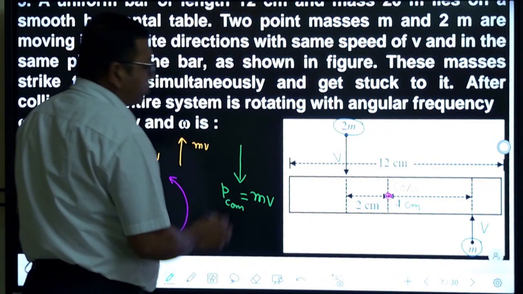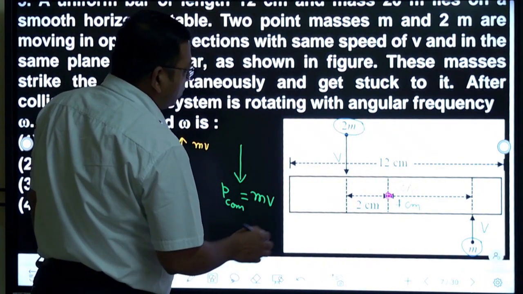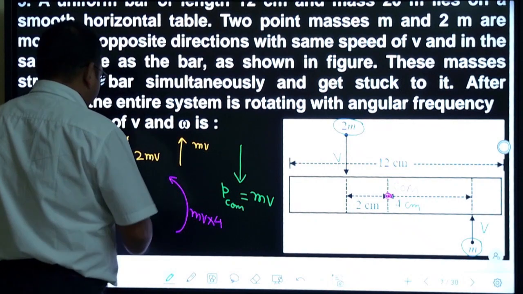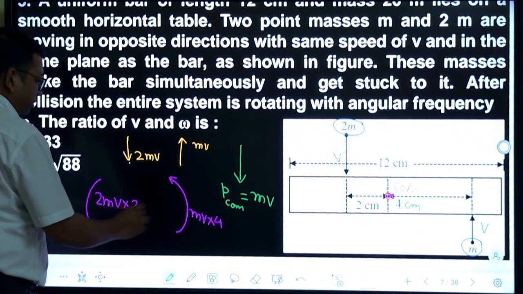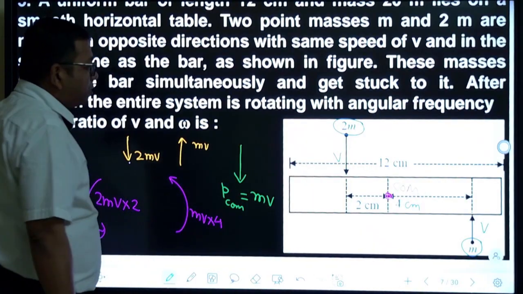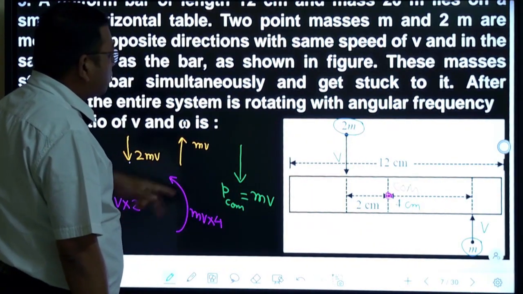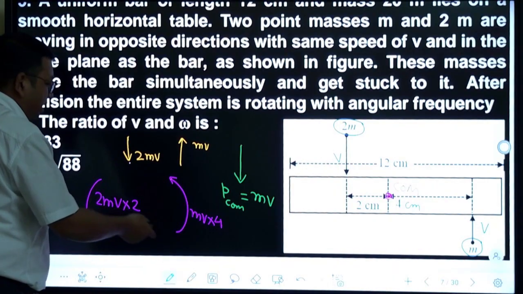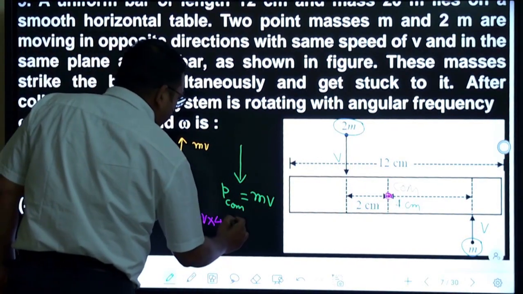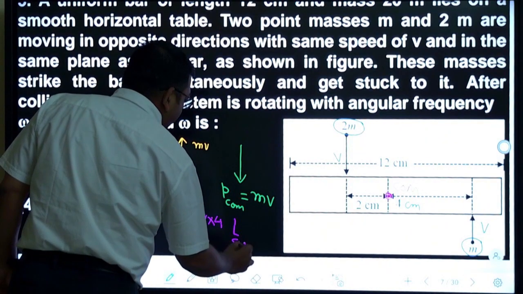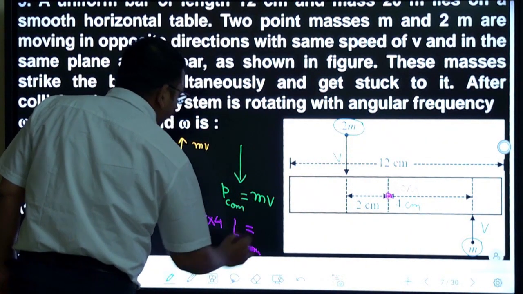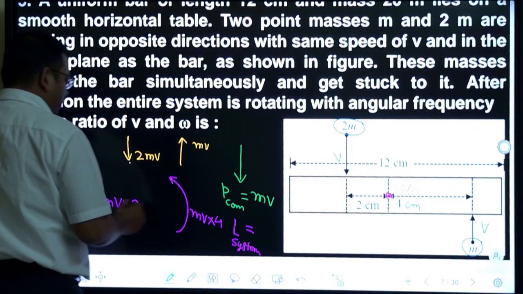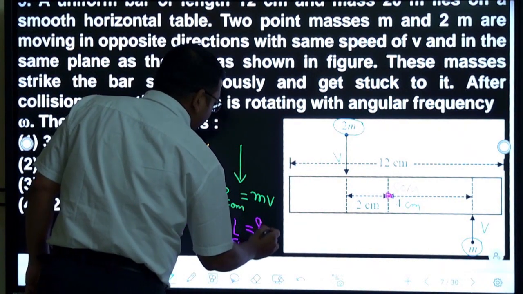This side, m into v into 4. mv into 4, how much is this? So this is also 4 mv, 4 mv. So what about the resultant angular momentum? Both are in the same direction, that means both are anti-clockwise. So the angular momentum of the system should be how much? You should add them. So it will become 4 mv plus 4 mv, 8 mv.